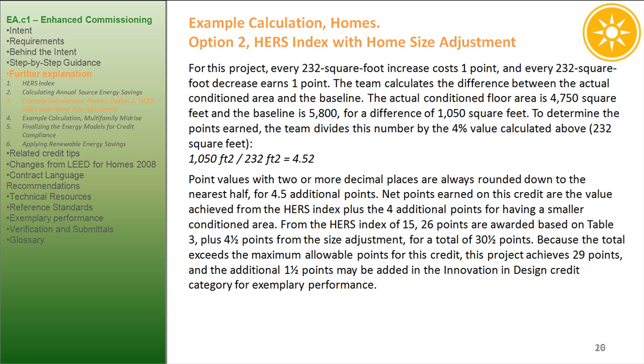Net points earned on this credit are the value achieved from the HERS index plus the 4.5 additional points for having a smaller conditioned area. From the HERS index of 15, 26 points are awarded based on Table 3, plus 4.5 points from the size adjustment, for a total of 30.5 points. Because the total exceeds the maximum allowable points for this credit, this project achieves 29 points, and the additional 1.5 points may be added in the Innovation in Design credit category for exemplary performance.